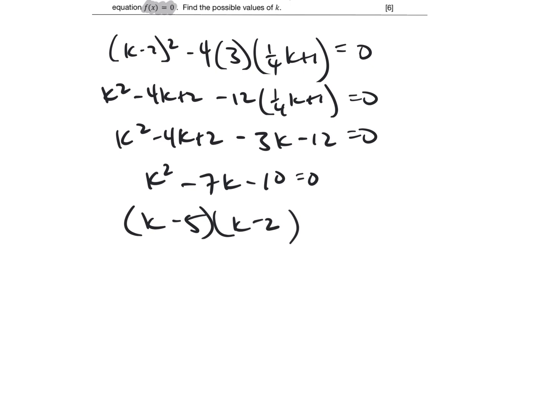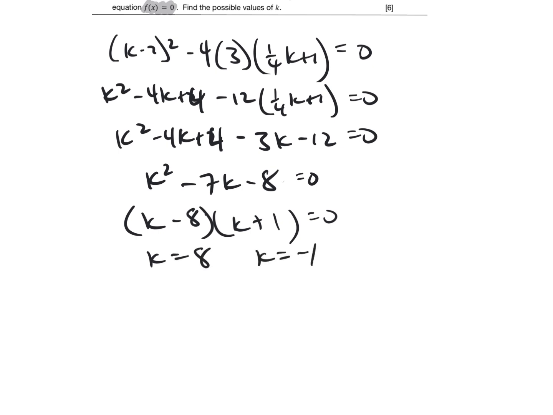Except I goofed here. This is actually 4 and 4, and so this value here is not. This value is going to be negative 8. So k is equal to 8 and k is equal to negative 1.